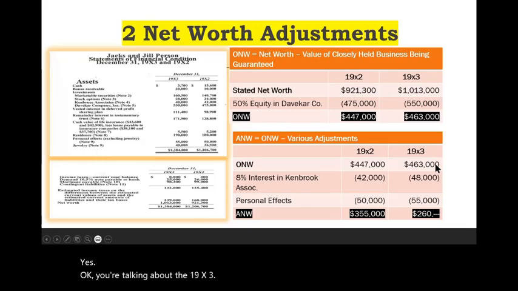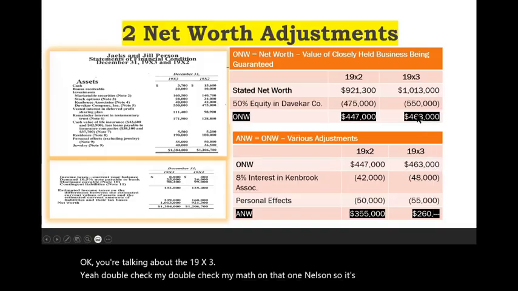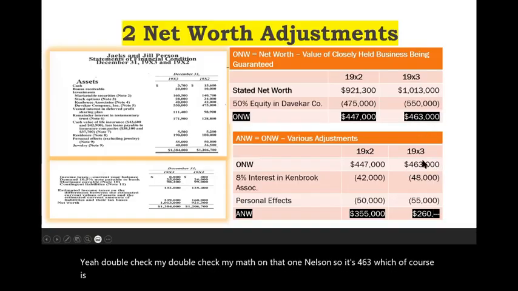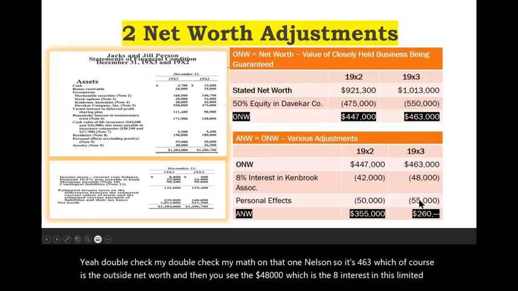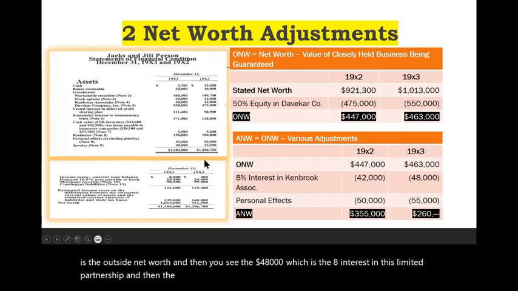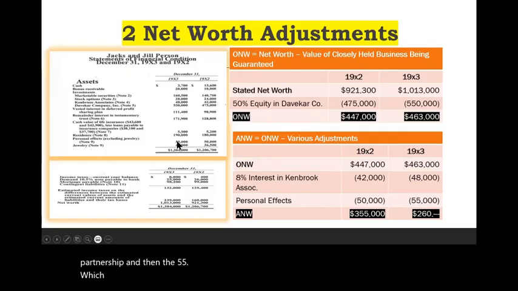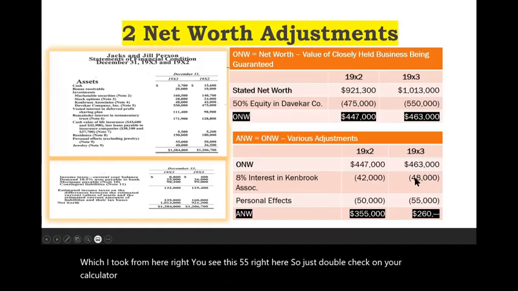Yeah, how it's 260 instead of 355. Yeah, double check my math on that one, Nelson. So it's 463, which of course is the outside net worth. And then you see the $48,000, which is the 8% interest in this limited partnership. And then the 55, which I took from here, right? You see this 55 right here? So just double check on your calculator. 463 minus 48 minus 55.